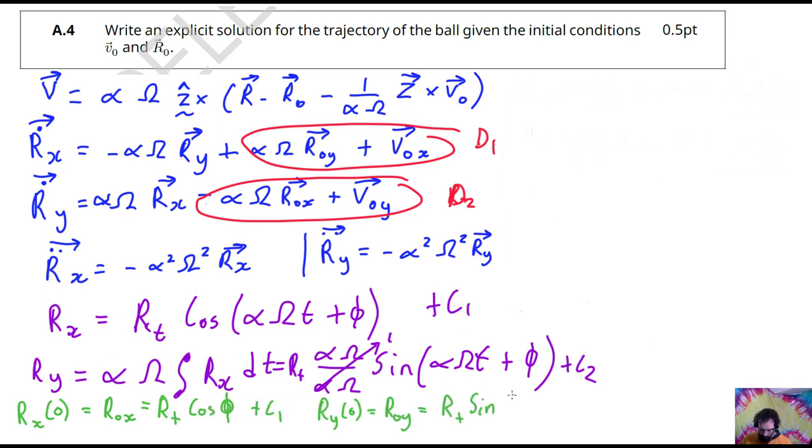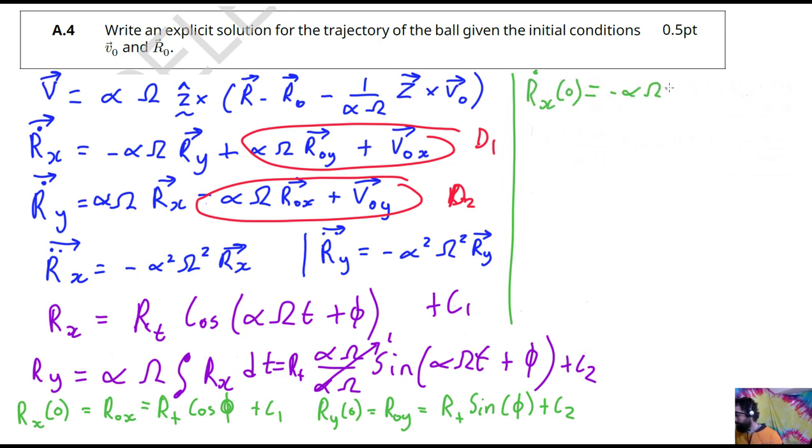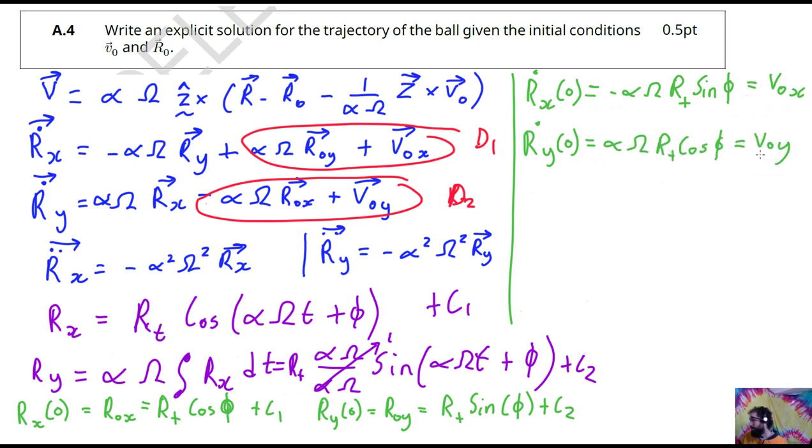Okay, now we can do the initial velocity in the x direction. And initial velocity in the y direction gives us... Okay, so what I'm going to do here is I'd like to start with, I'm going to try solving for my velocity terms to be able to get the phi and the RT.